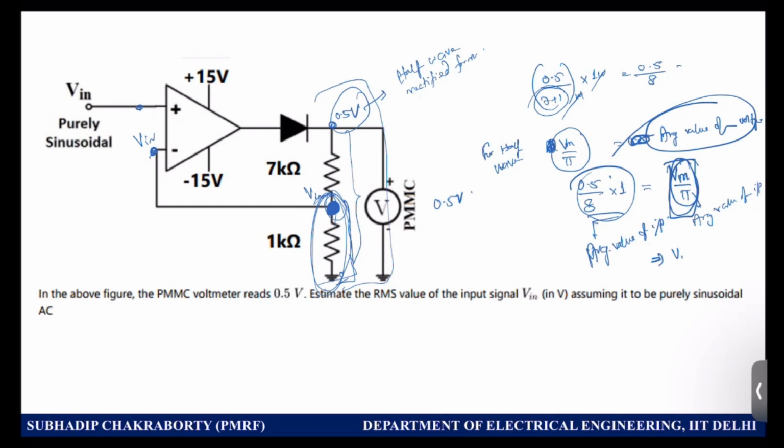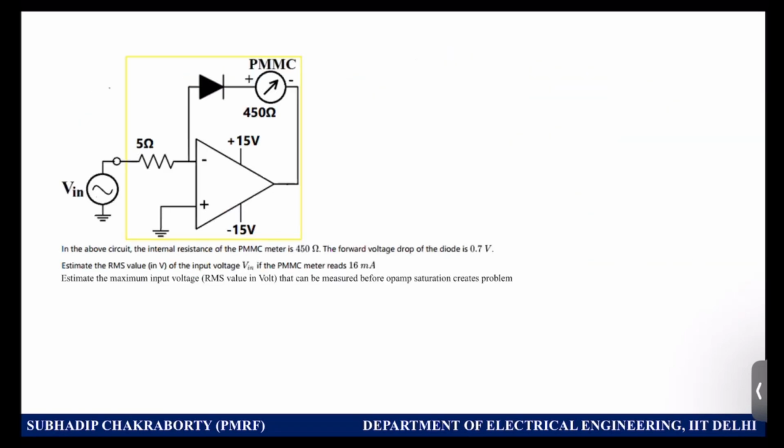So now you can calculate Vm as 0.5 by 8 into pi. And VRMS is 0.5 into pi by 8 root 2. So VRMS is coming out as 0.138 volts. So kindly solve this problem.